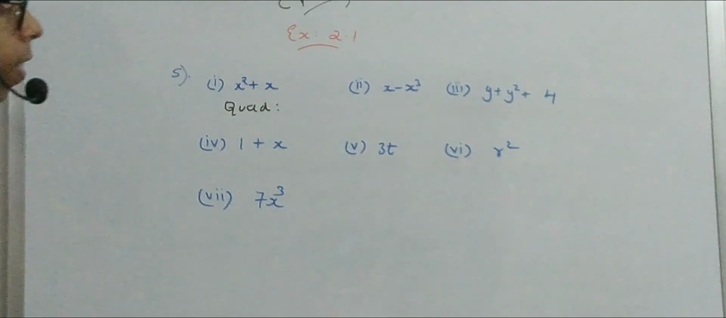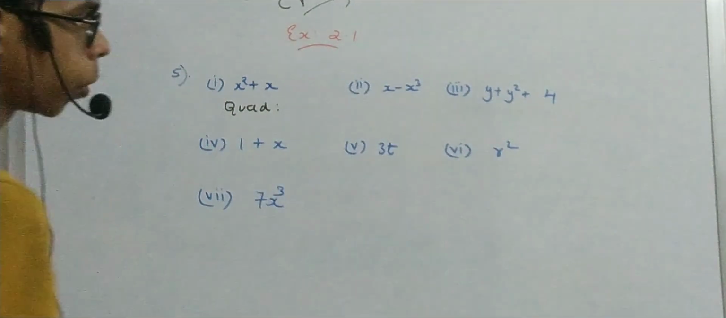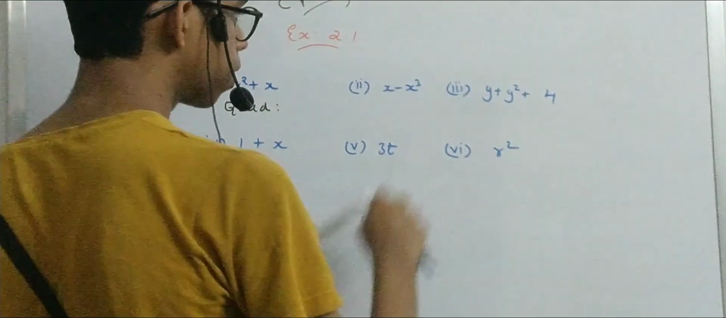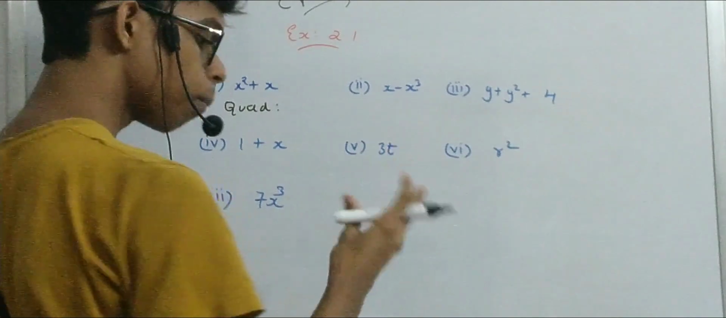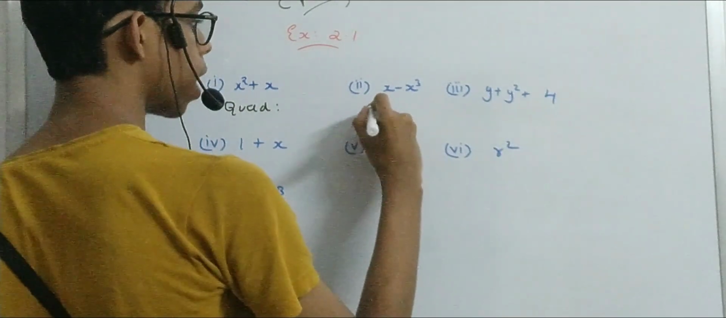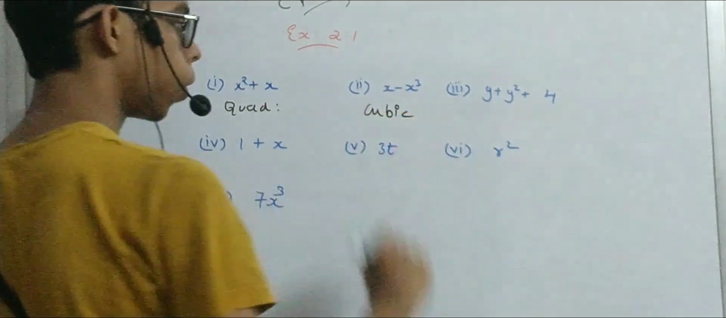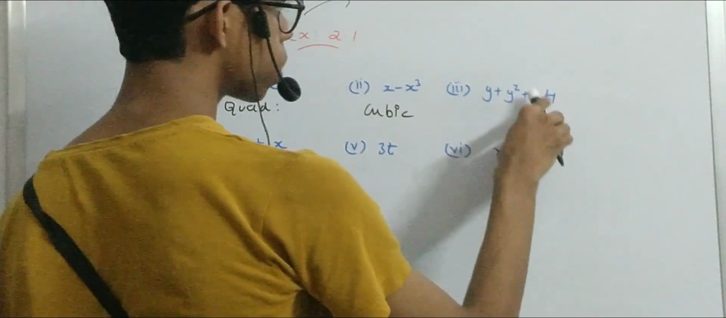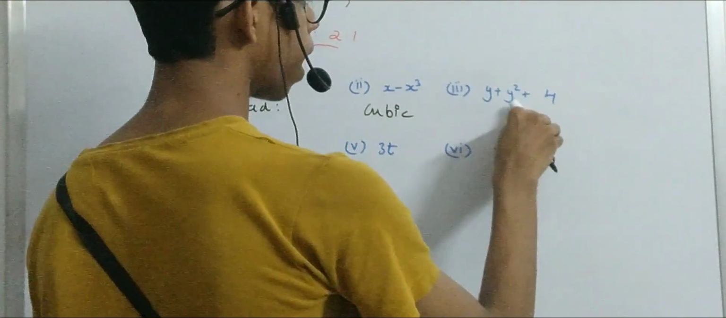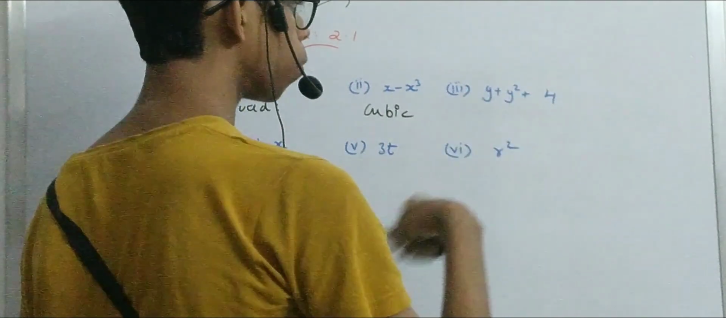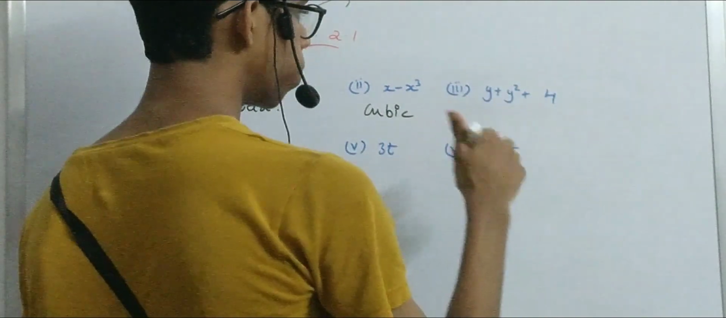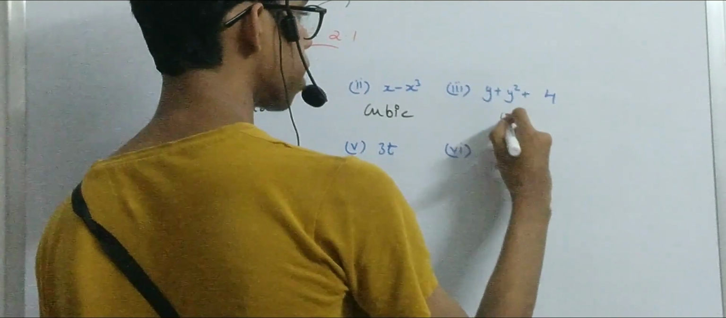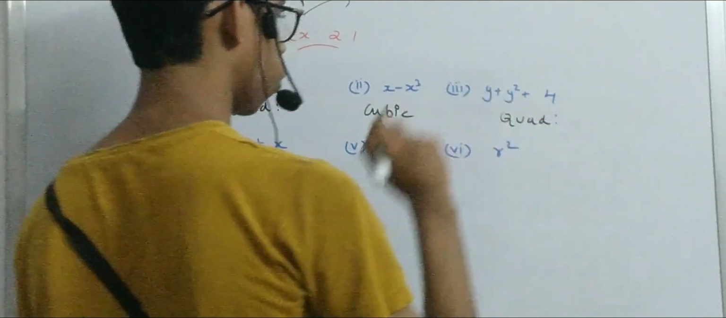Okay, the next one is x minus x cube. Here, which is the highest power of the variable? It is 3. So we know a polynomial with degree 3 is called a cubic polynomial. Our next one is y plus y square plus 4. Here the highest power of the expression is 2. So we know that a polynomial with degree 2 is a quadratic polynomial.